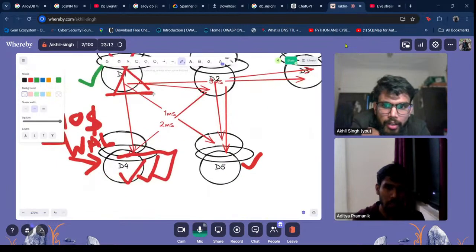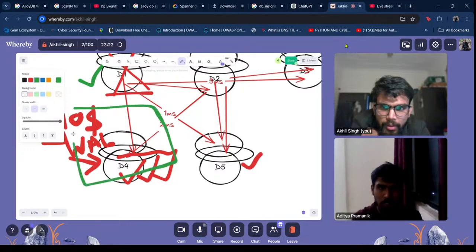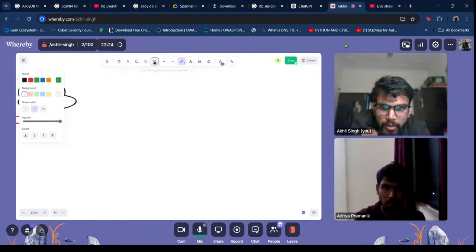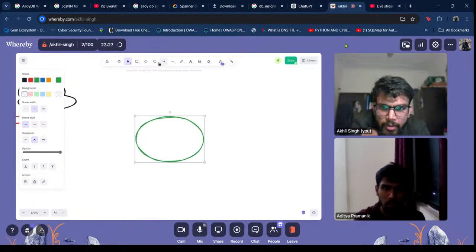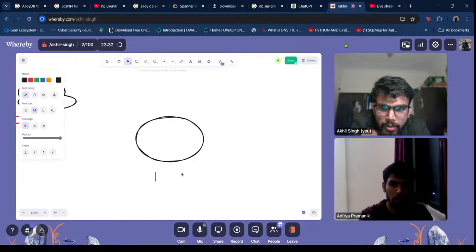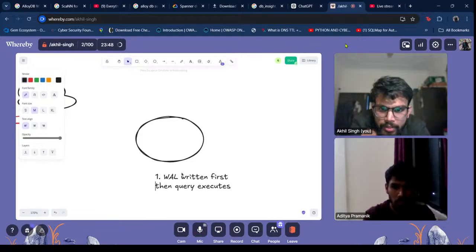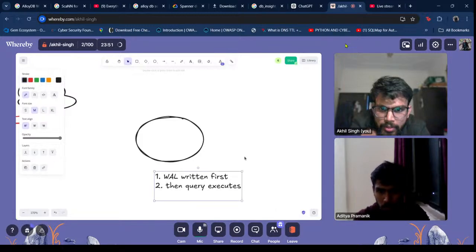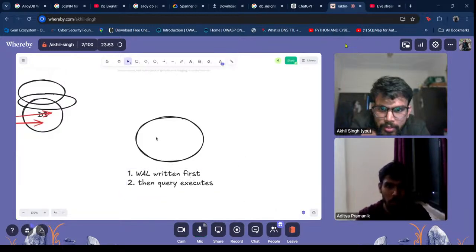And now, in the case of AlloyDB, what is happening? Let me draw some other DB. So this is a DB. What is happening over here? The WAL is written first, then the query executes. The two processes are there. So this is the case for maybe Postgres.